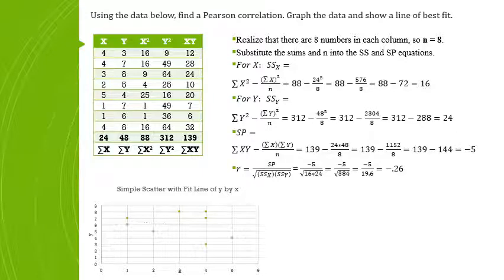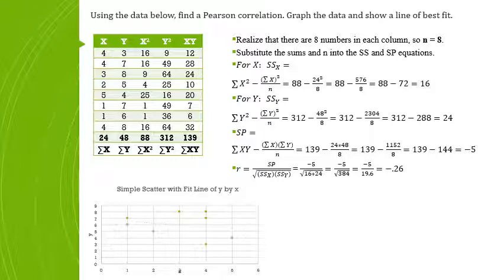So your last thing that you would need to do is to find r, which is the Pearson correlation. Basically, it's the sum of products, which is -5, over the square root of the sum of squares for x, which is 16, times the sum of squares for y, which is 24. So you solve this, and you should get r is equal to -0.26.